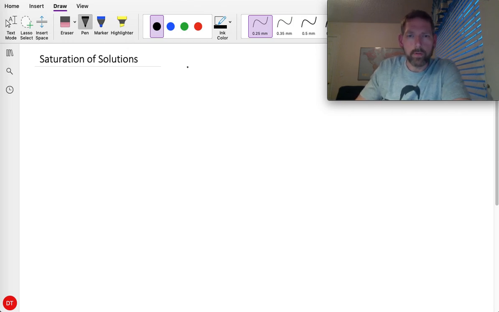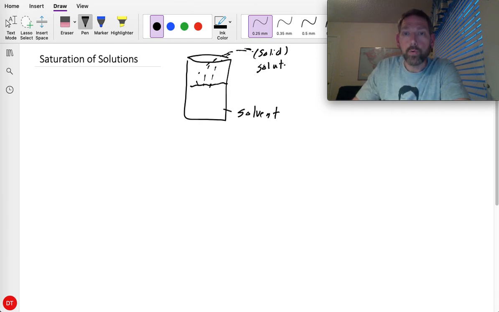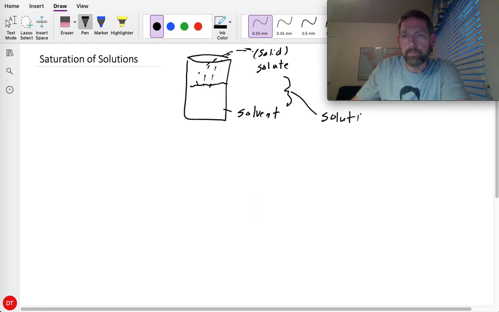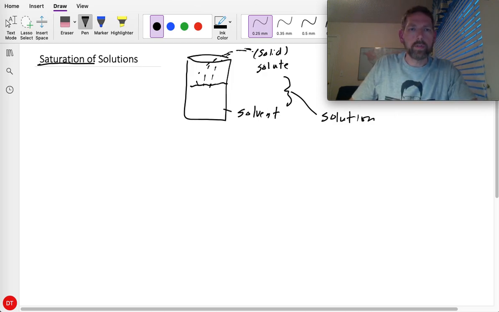So let's remind ourselves, a solution means that you've got a solvent, right? And you put in usually some sort of solid particles, some substance of some type, usually an ionic compound, and then that's your solute, right? And then all of this together is your solution. All right. So what we're interested in deals with saturation of solutions.